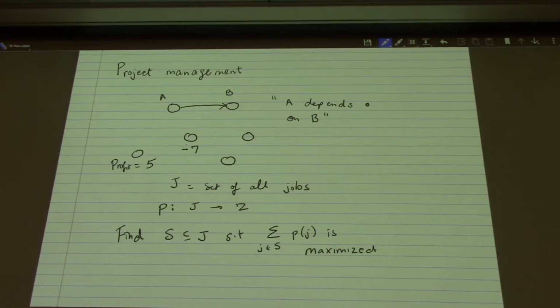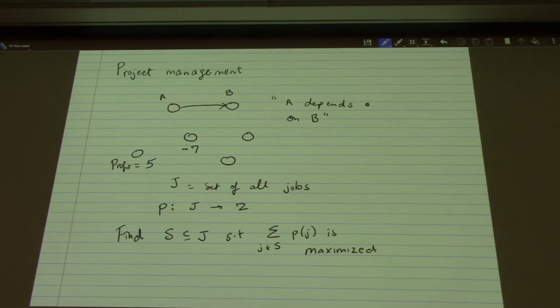Yes. So does B have to be completed before I start? Yeah, so one way to think about this is that if in your selected set you put A, you have to put B, because there's no way to do A without B. Time is not so much the issue here.